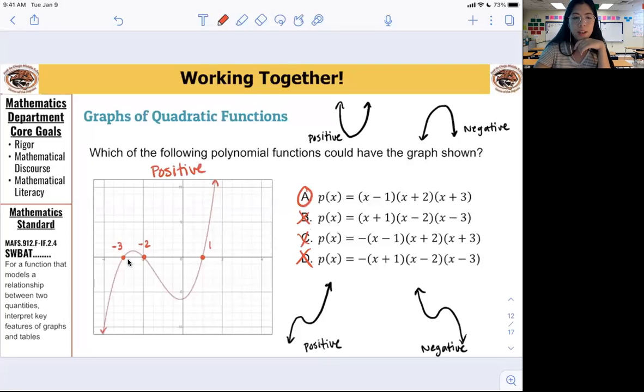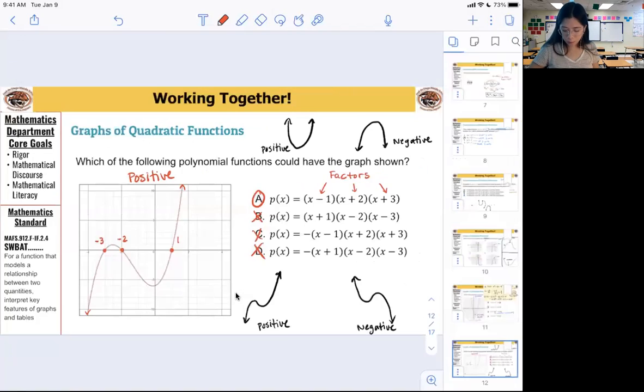But the most important thing is to remember to flip the sign of the x-intercepts. Okay, so that's why we ended up with -1, +2, and +3. Any questions on this problem? Now remember, these 3 binomials, those are called the factors. It has 3 factors, so it has 3 x-intercepts. All right, I have just enough time for one more.